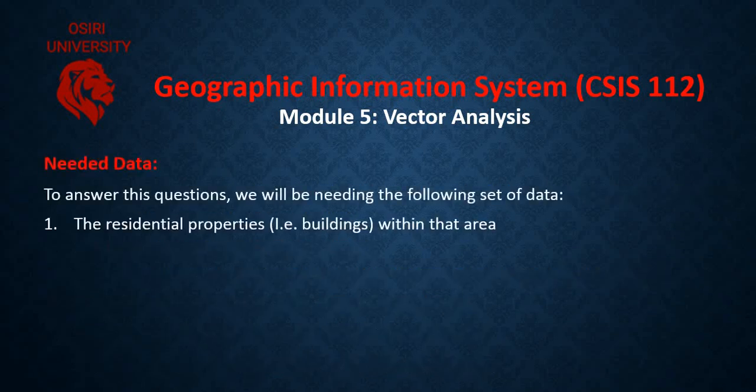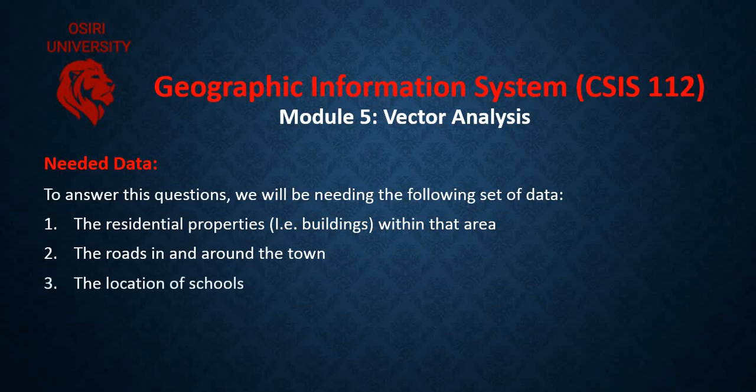The residential property data, information on buildings within that area. So the digitized buildings have already been done, and if it wasn't available initially, I would have to do it. And so we have data on roads, all the data I've been using in the course of this model, data of roads in and around the town, and the location of schools. So we need schools data as well, which is what we've loaded, and we need data on the restaurants to be able to determine the location of the restaurants and also the size of the building.